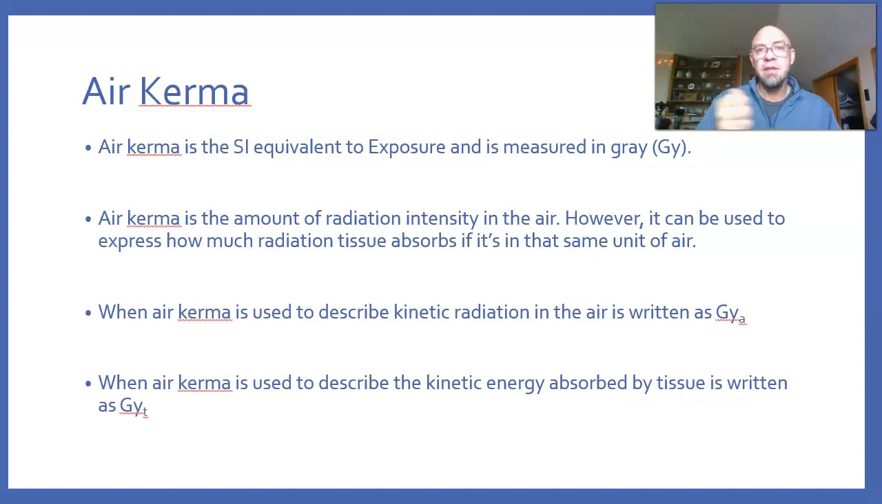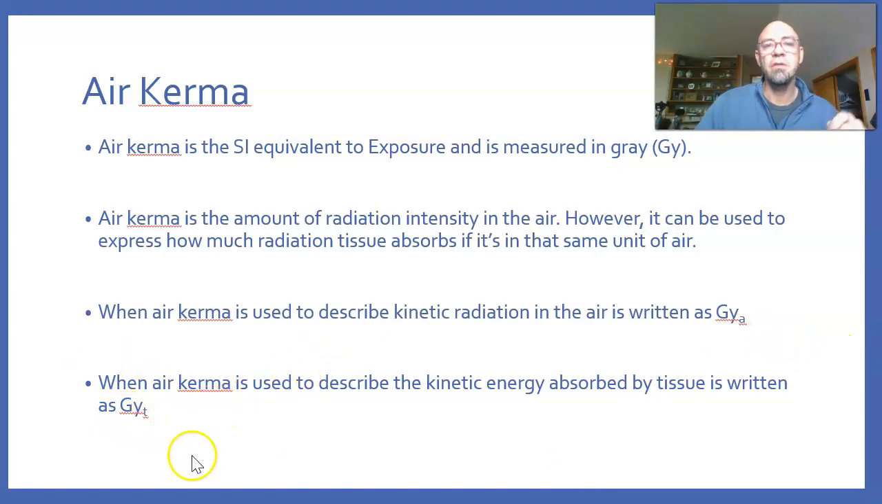So if I've measured the amount of radiation between the X-ray tube and the image plate, and I can measure that radiation going through, what happens if I put my hand, or any part of my body, into that X-ray beam? That measurement would be written a little bit differently. When air kerma is used to describe the kinetic radiation in the air, it's written as GYA. However, if we put a body part in there, it's going to be called GYT. So when air kerma is used to describe the kinetic energy absorbed by tissue, it's written as GYT.